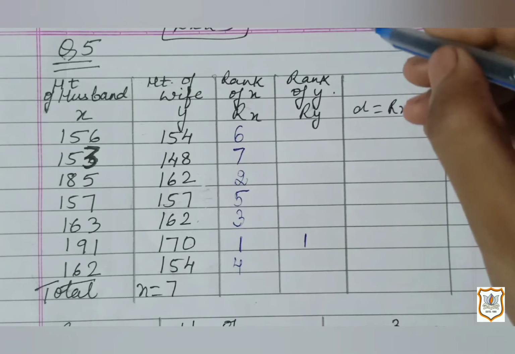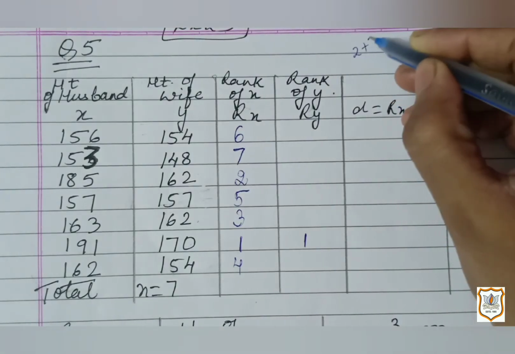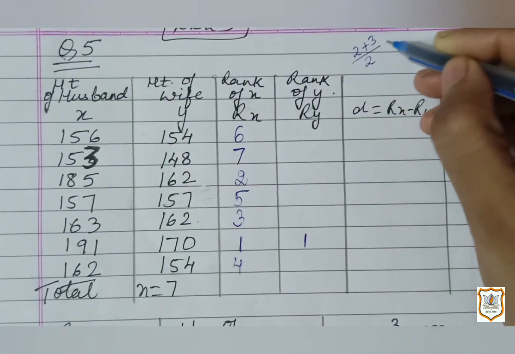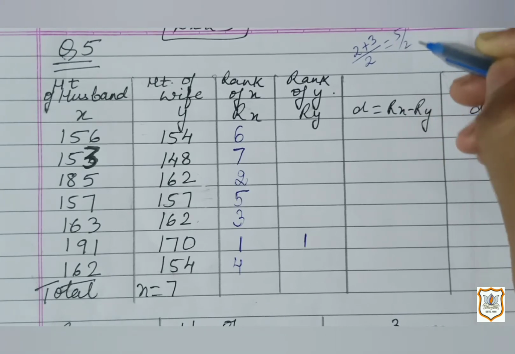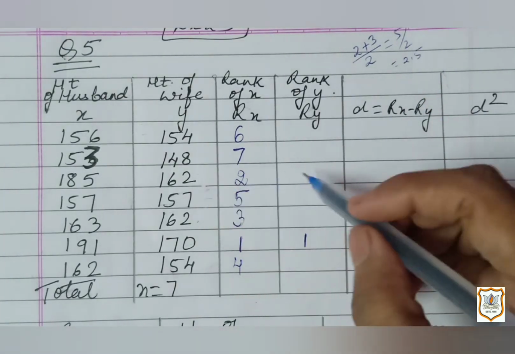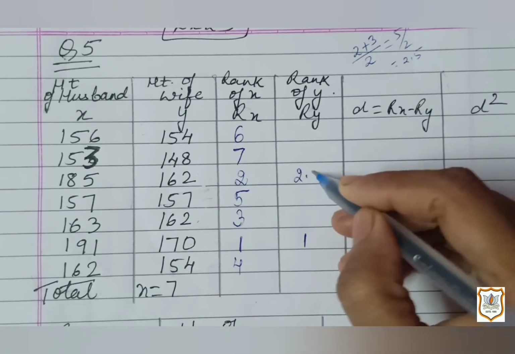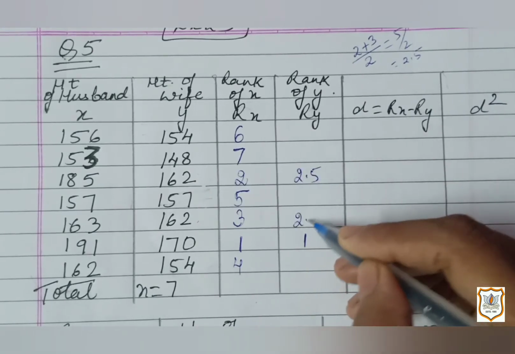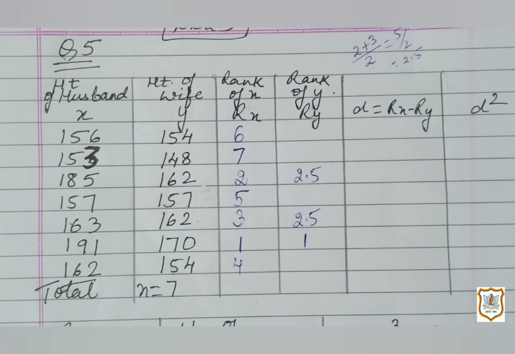So what you will have? 2 plus 3 by 2. So that is 5 by 2. So this will be 2.5. So here 162 we will give the rank 2.5. So second and third we have taken the average. So leave 2, 3. So now the fourth value we will be assigning.